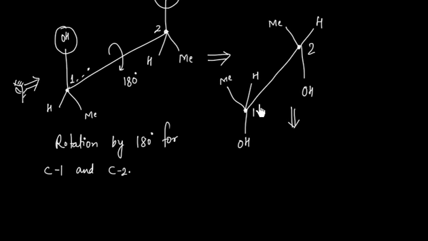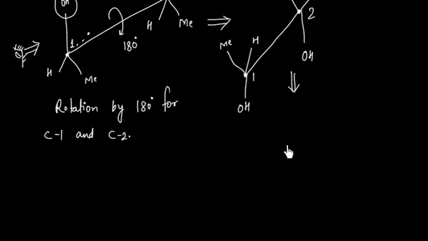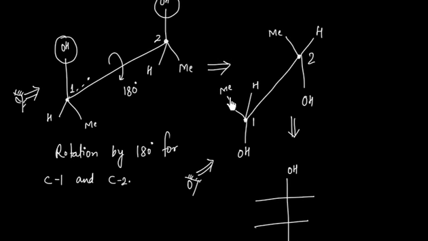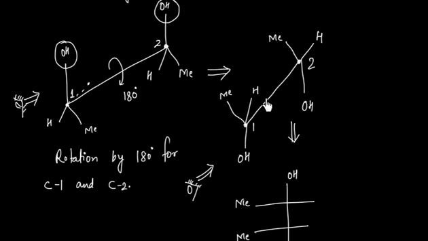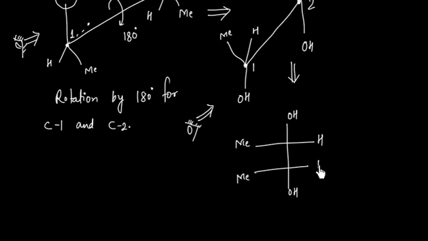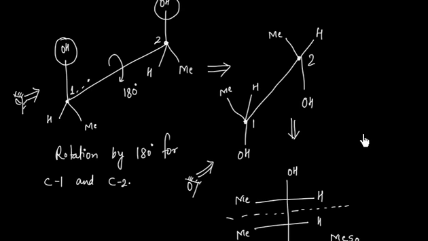So these two OH are downside, so we have the Fischer projection formula. OH is downside, OH is downside. I am looking from this side. Now methyl both is on the left side, so this methyl is on the left side, this methyl is on the left side. Hydrogen on the right side. Now if you see, this compound has a plane of symmetry, so this compound is meso. Basically this compound is meso.